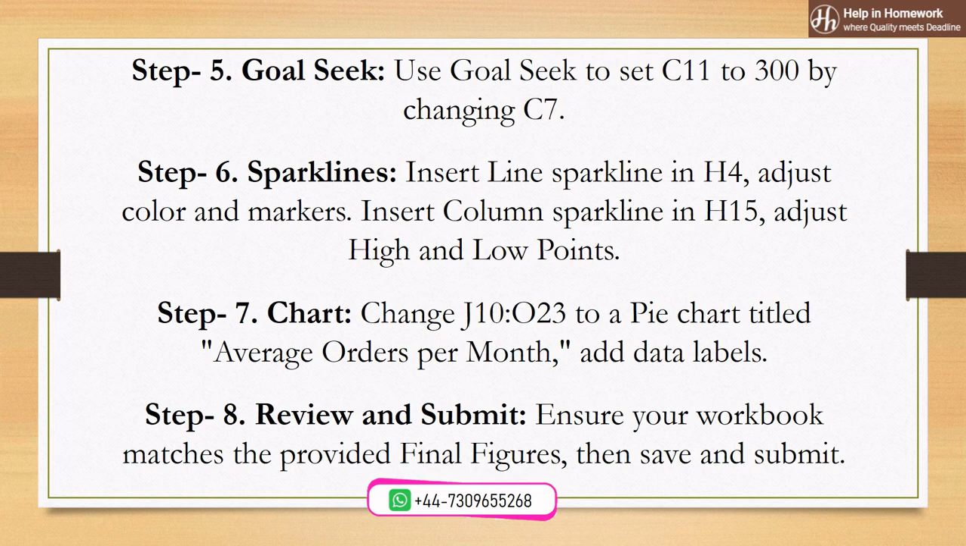Step 6. Sparklines. Insert line sparkline in H4. Adjust color and markers. Insert column sparkline in H15. Adjust high and low points. Step 7. Chart. Change J10:O23 to a pie chart titled Average Orders per Month. Add data labels. Step 8. Review and submit. Ensure your workbook matches the provided final figures, then save and submit.